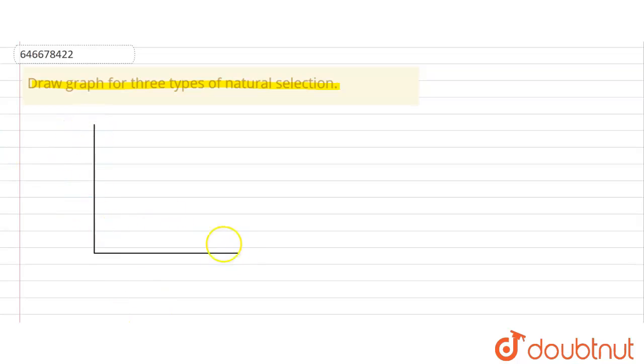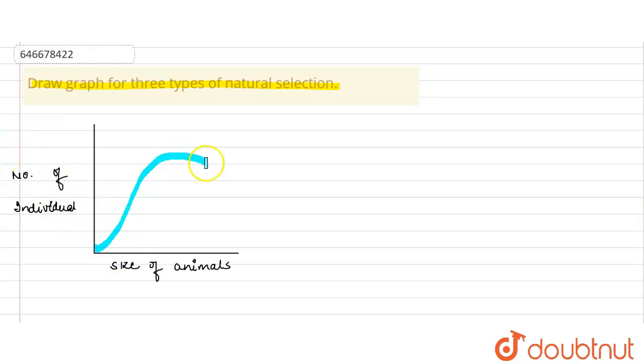And the basis is that the x-axis will occupy the size of the animals, and the y-axis will be occupying the number of individuals. Now in the graph, you can tell that the organism can either occupy, this is the normal graph, the middle zone, or they occupy the two extreme conditions, this area or this area, and this is the middle zone, that is the medium zone.